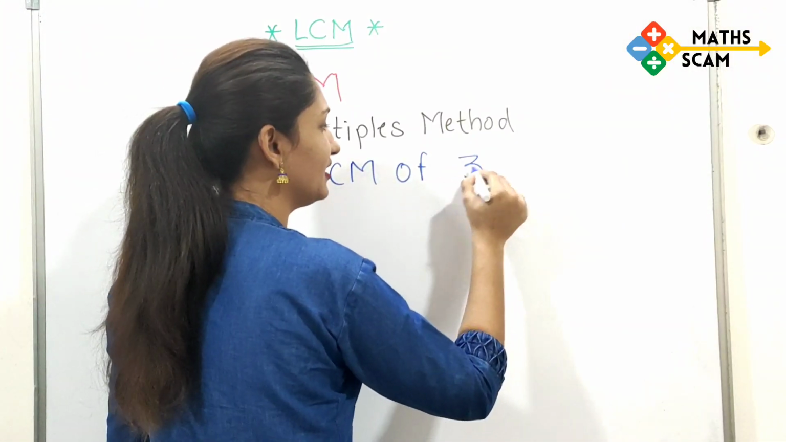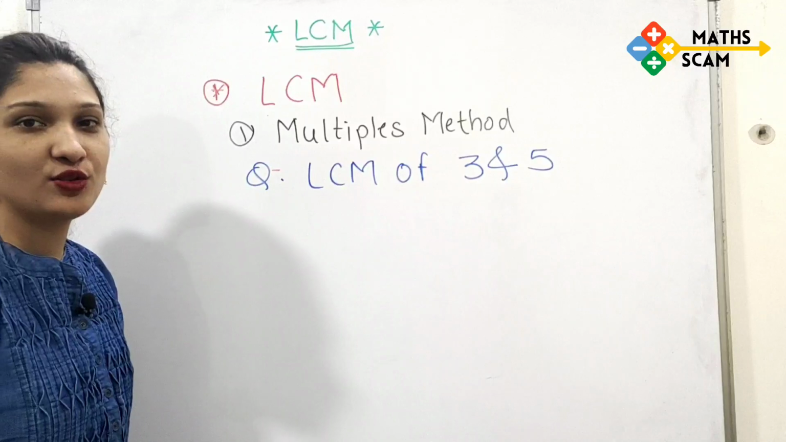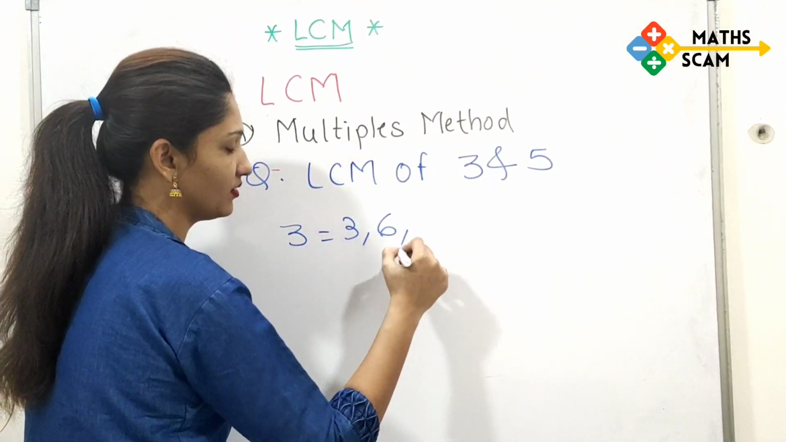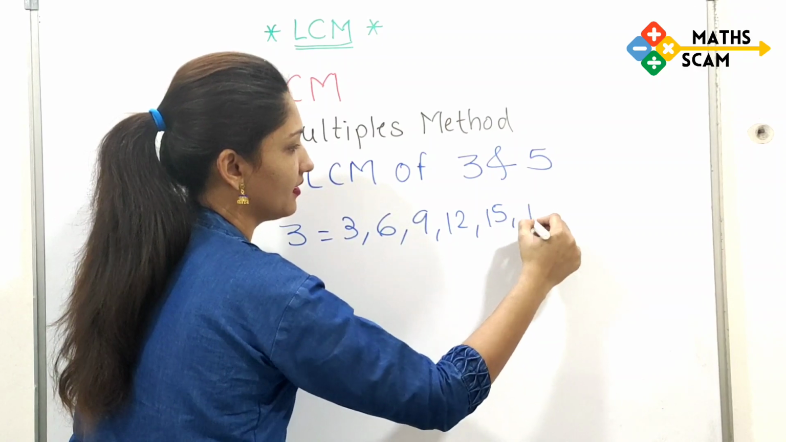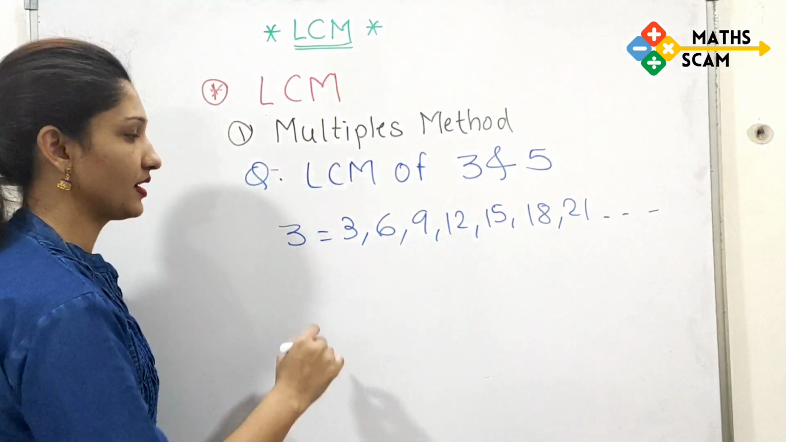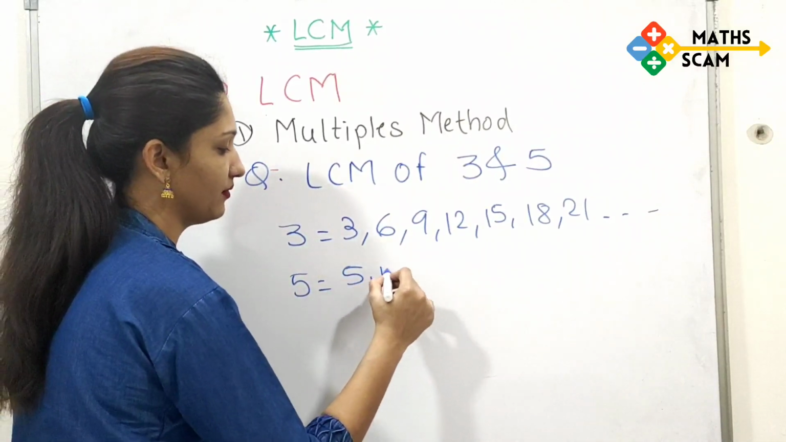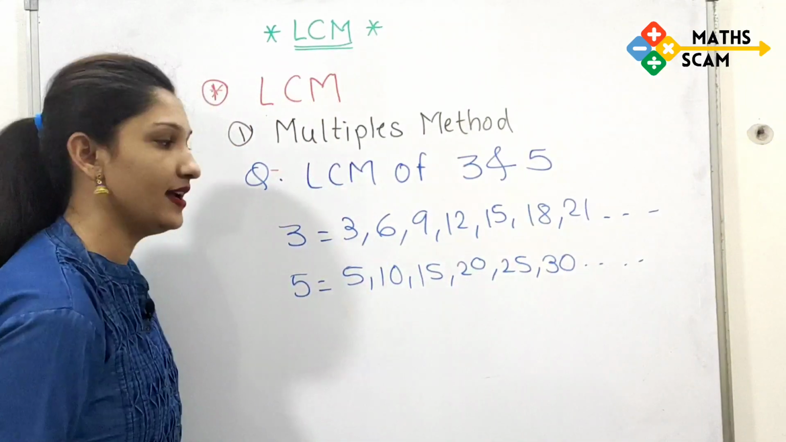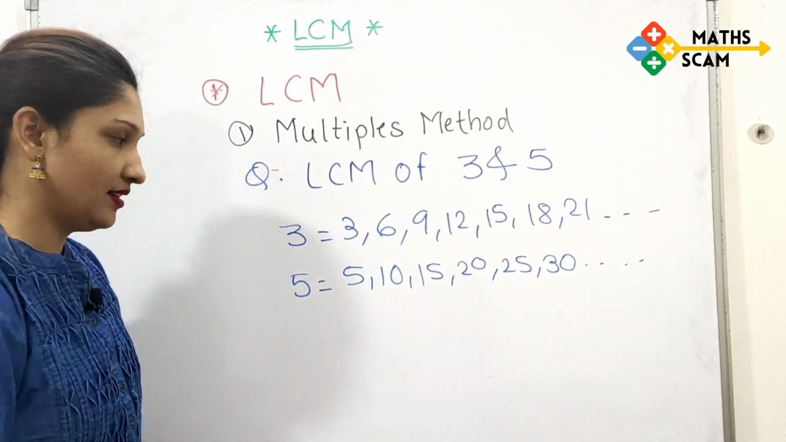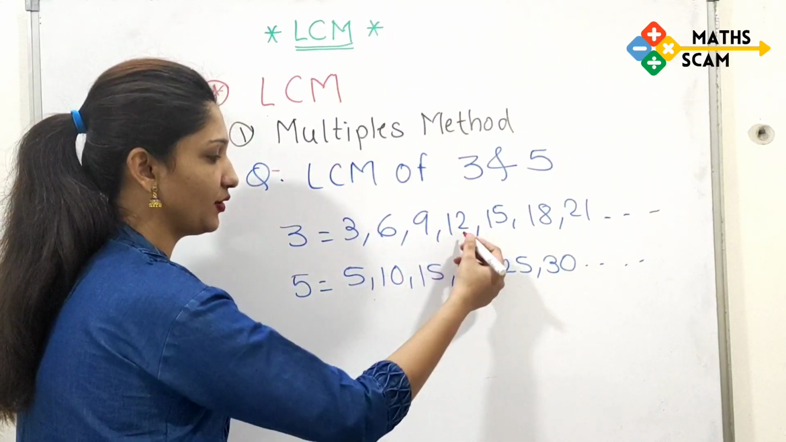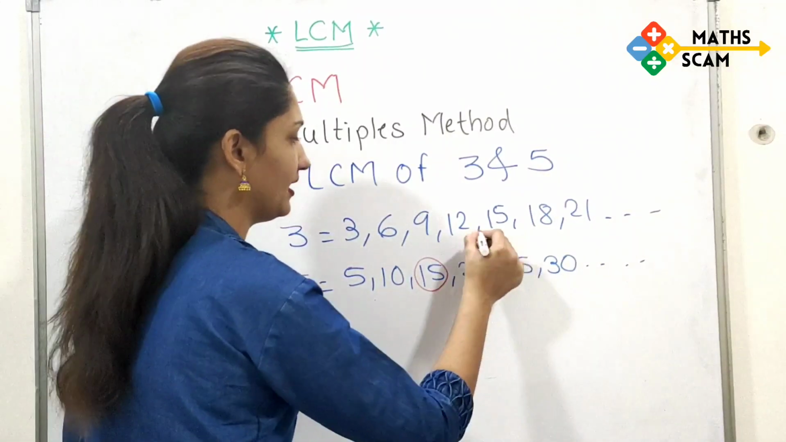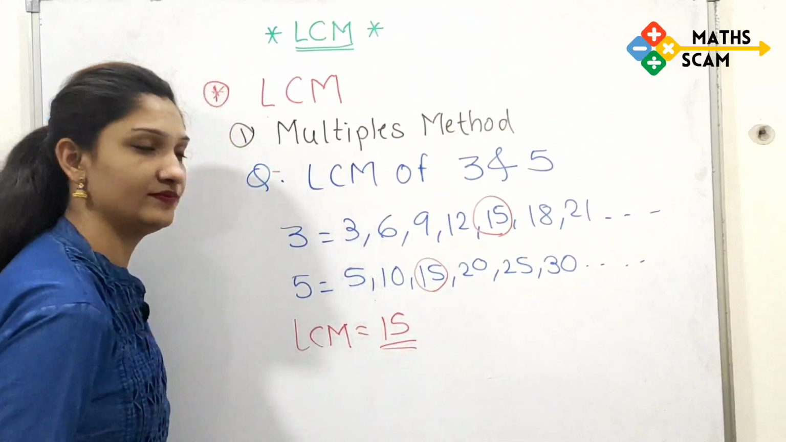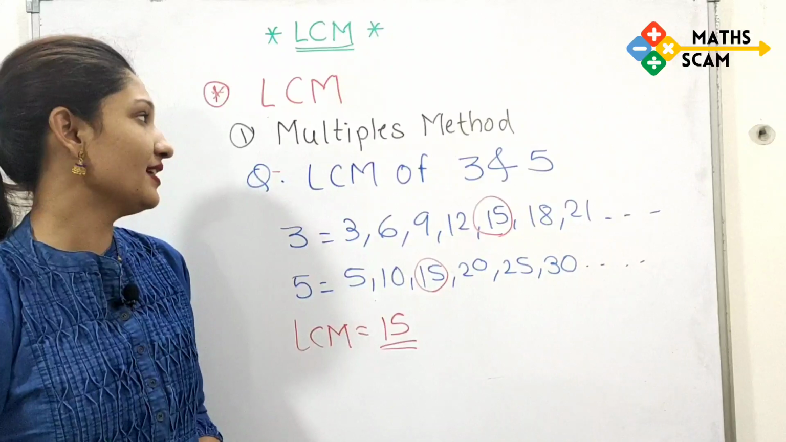Next, find LCM of 3 and 5. First write table of 3, then write table of 5. Table of 3: 3, 6, 9, 12, 15, 18, 21 and so on. Table of 5: 5, 10, 15, 20, 25, 30 and so on. Then find the common multiple in both the tables. 3 is not there, 6 is not there, 9 is not there, 12 not there, 15, 15. So LCM of 3 and 5 is 15. You got this?